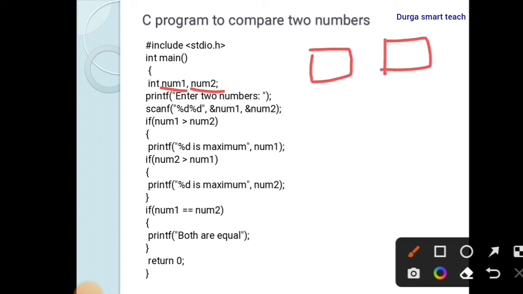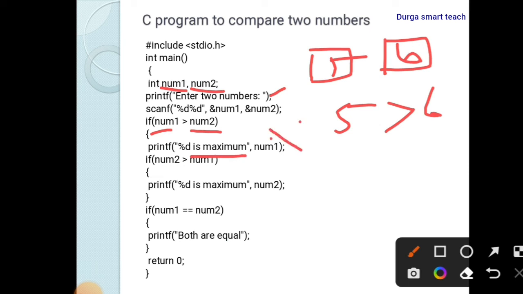Next we are reading the data from the user. Enter two numbers. One is stored in this variable and another is stored in this variable, 5 and 6. Next, if num1 greater than num2, 5 greater than 6. If num1 is greater than num2, then the maximum is num1. But in this case, num1 is not greater than num2. 5 is not greater than 6. So this condition is not executed.